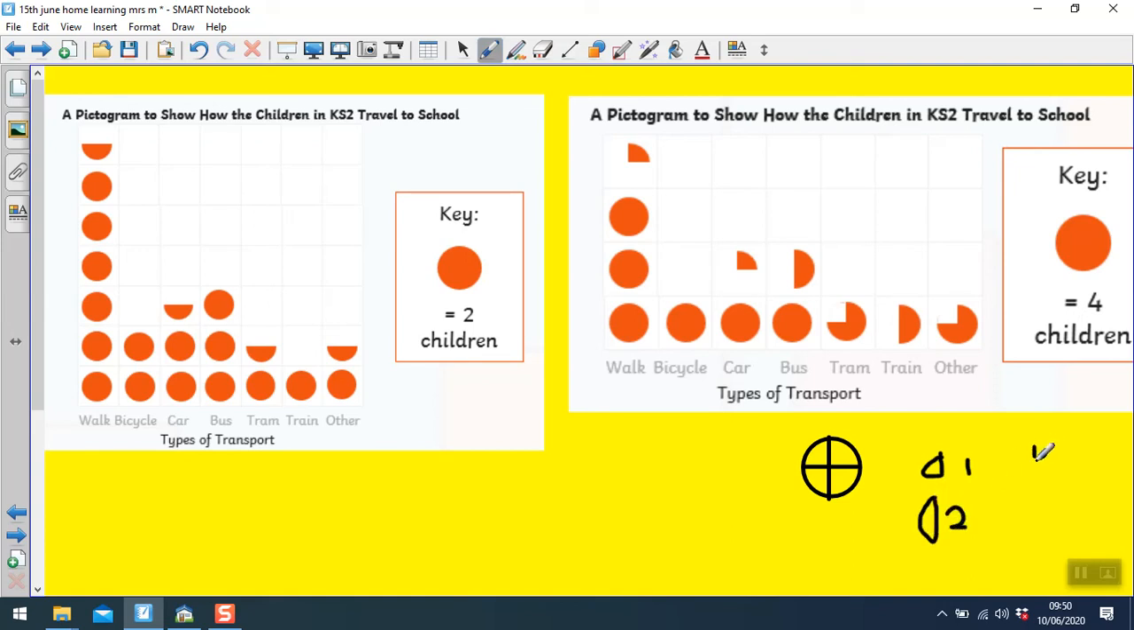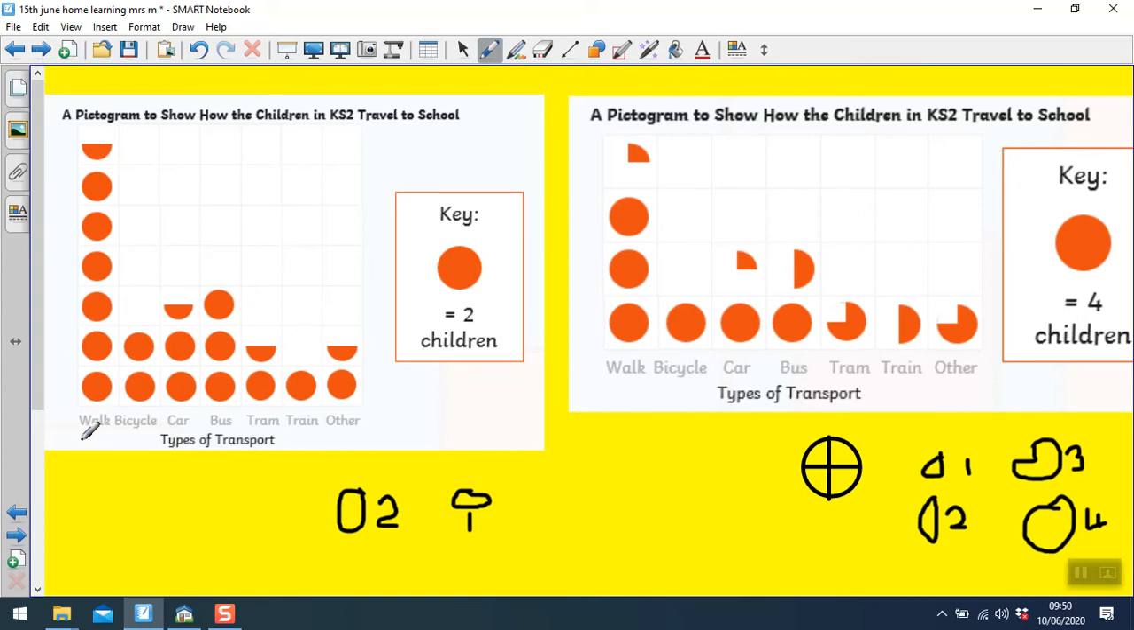And 3/4 of your circle equals 3. And the whole circle equals 4. Whereas over here, it's just that a whole circle equals 2 and half a circle equals 1. See if you can answer these questions.